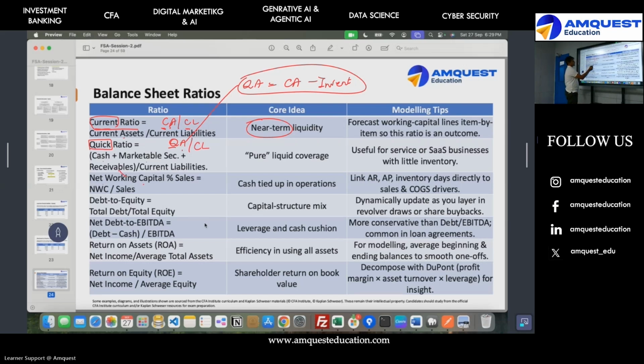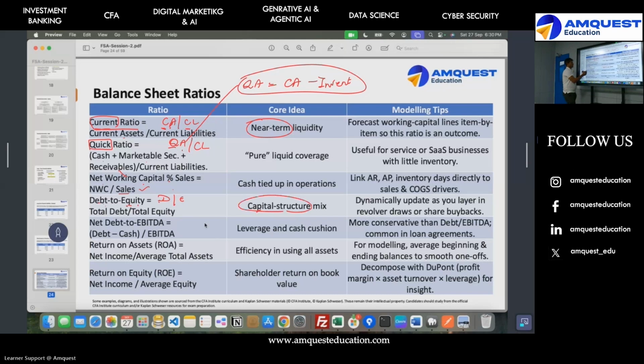Net working capital as a percent of sales, simple. Net working capital percentage of sales means divide by sales. Debt to equity, debt upon equity. So this will tell you how much debt is there in your capital structure. If my capital structure is 100, debt is 20, equity is 80. So it gives me debt equity, right?